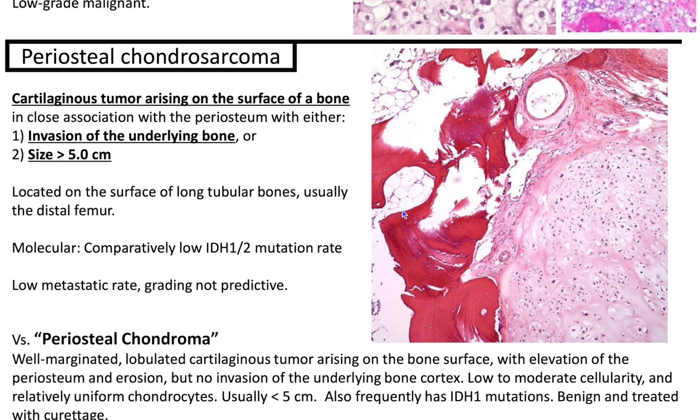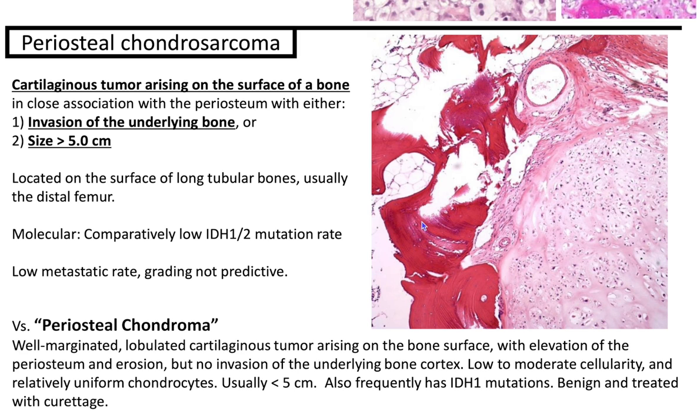And remember how we talked about osteosarcoma? It can be periosteal. Well, you can have a periosteal chondrosarcoma, which is a cartilaginous tumor arising on the surface of a bone in close association with the periosteum, with either invasion of the underlying bone or greater than 5 centimeters. Oftentimes, they are located on the surface of long tubular bones, usually the distal femur. They comparatively have a low IDH1 and 2 mutation rate, as well as a low metastatic rate.